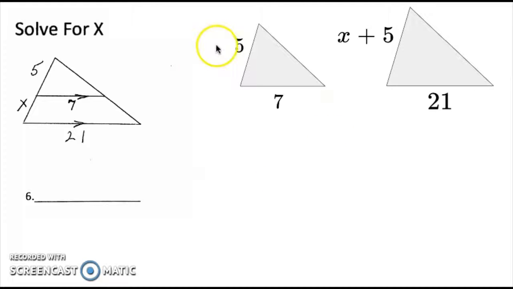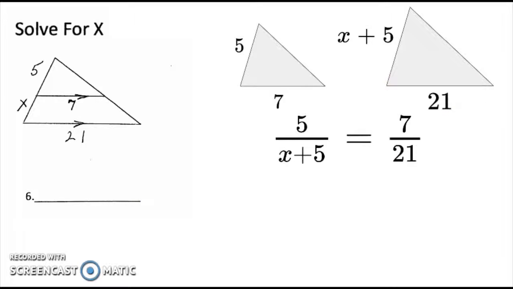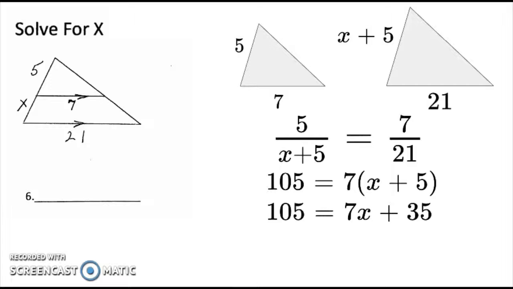We can write 5 over x plus 5 equals 7 over 21. Now we cross multiply. 5 times 21 is 105, and then 7 times x plus 5 will give you 7x plus 35. Subtract 35 from both sides, you get 70. Divide both sides by 7, and x would equal 10. So for number 6, the answer will be 10.